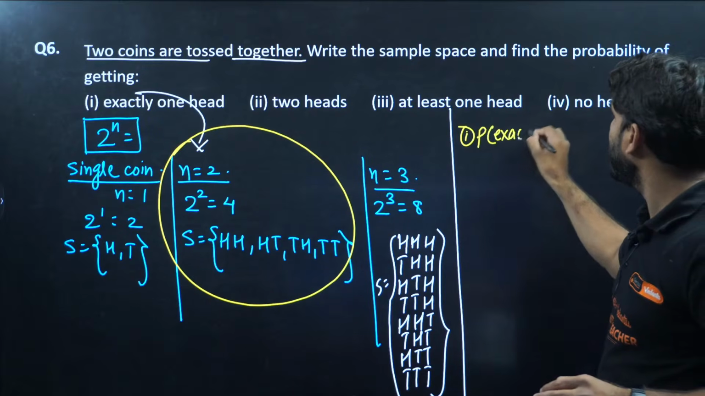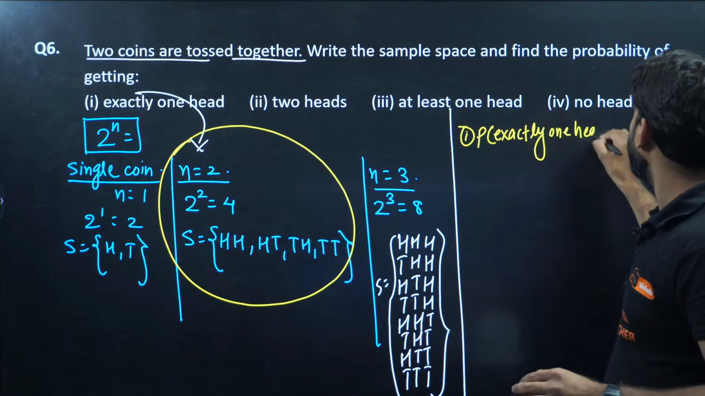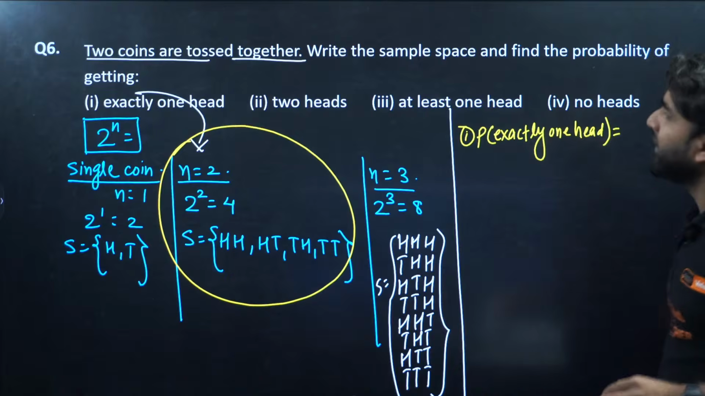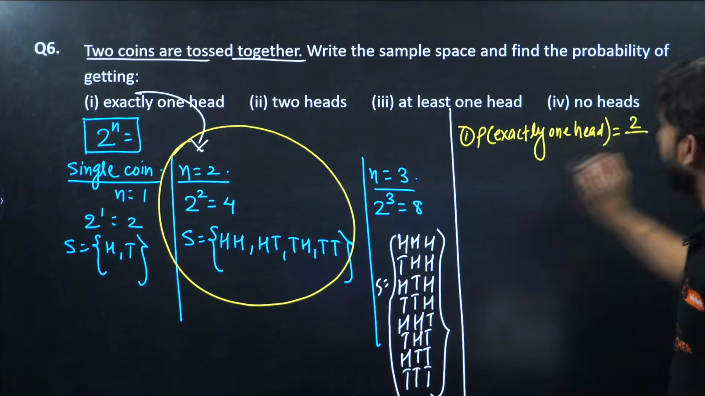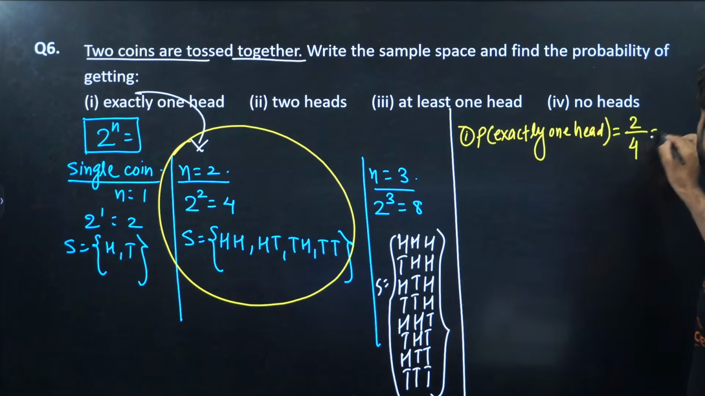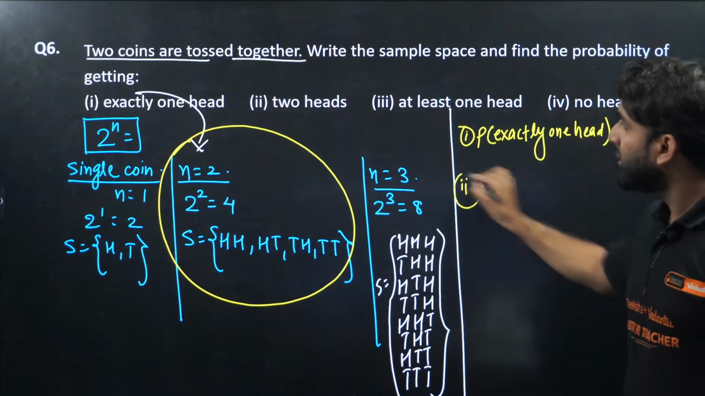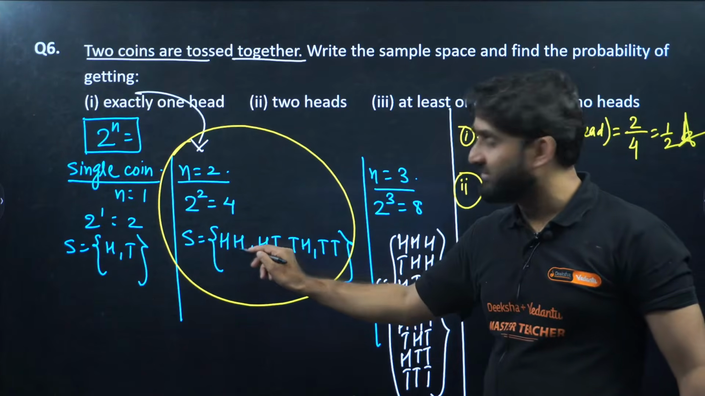So the probability of exactly one head is equal to what? That is equal to 2 divided by the total outcomes, 1, 2, 3, 4, so 2 by 4, which is equal to 1 by 2. This is the answer.